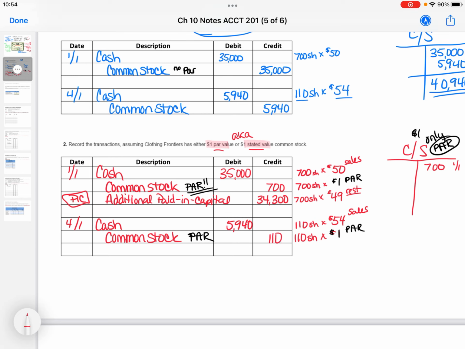So the difference, 110 shares times the difference, $53. In case you didn't see how I did the difference earlier. Take the total, the sales price, minus the par. That's how we get the 53. That's just the rest that I need to literally balance the equation, right? And that goes into PIC. We're going to call it PIC now, right?